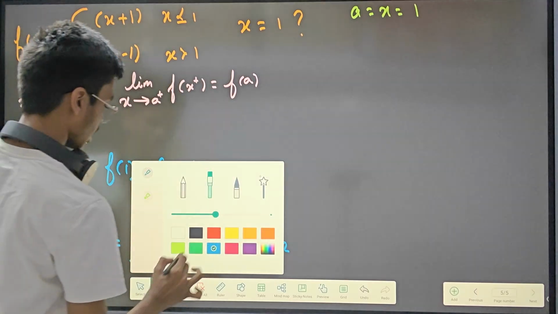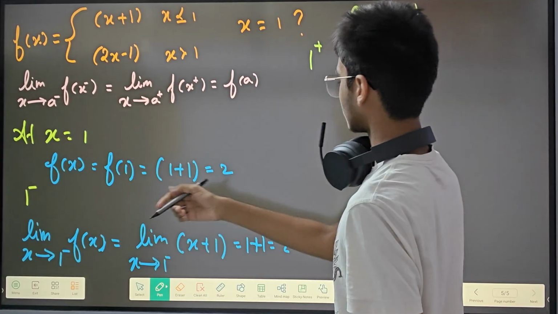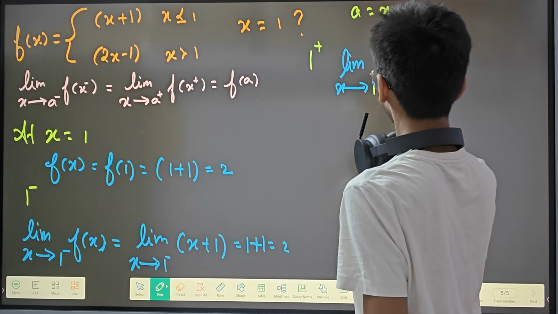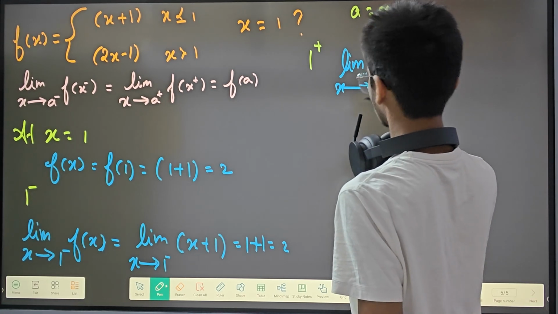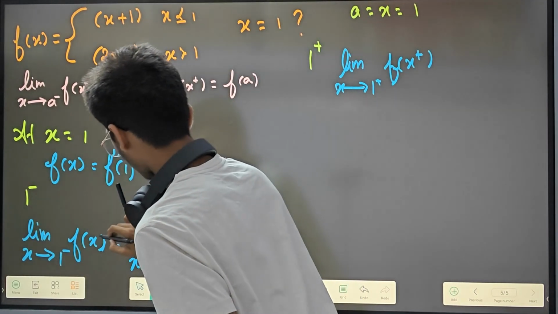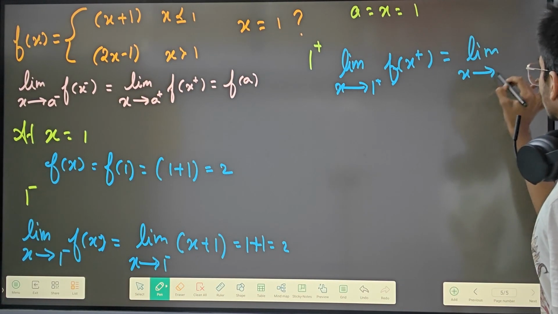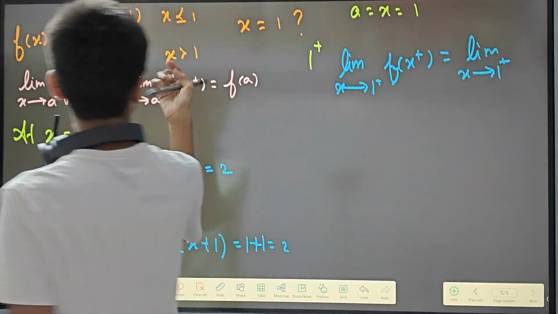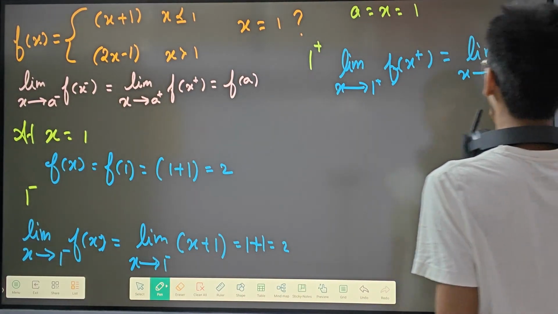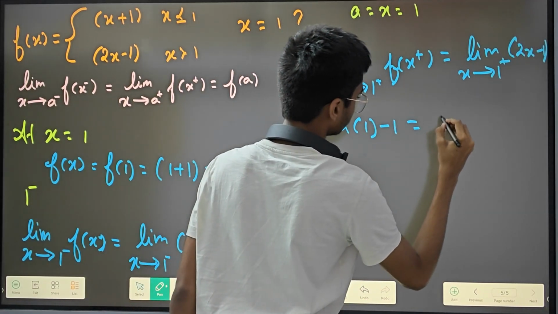Then at 1 plus, the limit as x tends to 1 plus of f of x is equal to the limit as x tends to 1 plus. If you notice here, x should be greater than 1, so the formula is 2x minus 1. Substituting 1 in place of x, it will be 2 into 1 minus 1, which is equal to 1.